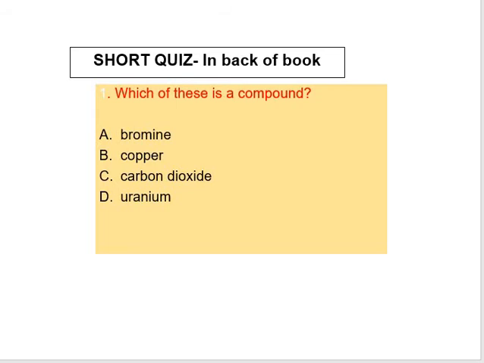Right, here we have a short quiz. Just write the heading short quiz. In your book, put number 1 to 7 underneath each other. And we're going to go through the questions pretty quickly. You're only going to decide is the answer A, B, C, or D. Number 1, which of these is a compound? Is it bromine, copper, carbon dioxide, or uranium? Now remember, compound is a new product. You won't find it on the periodic table because it's made up of 2 different elements.